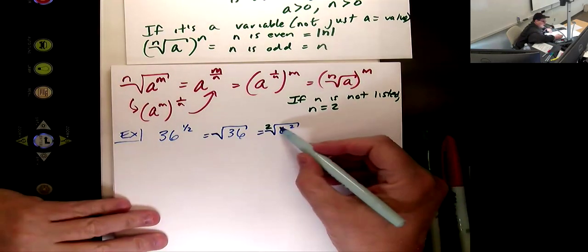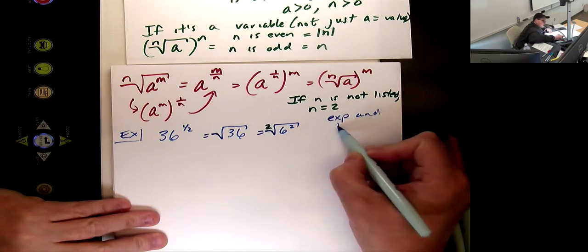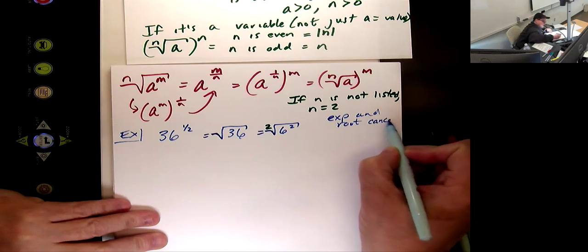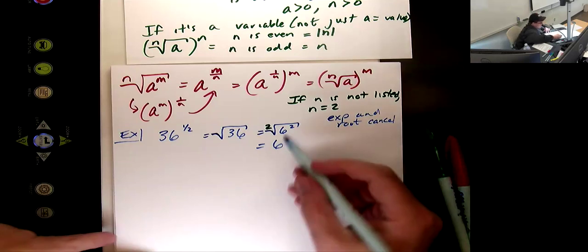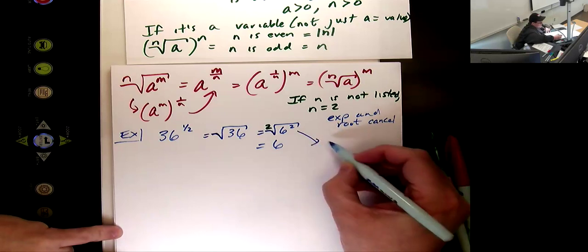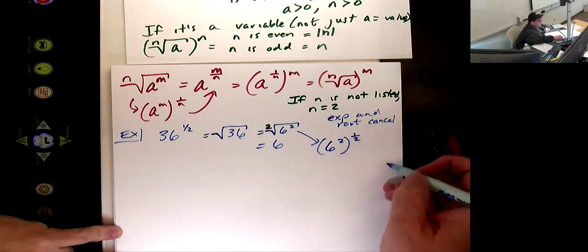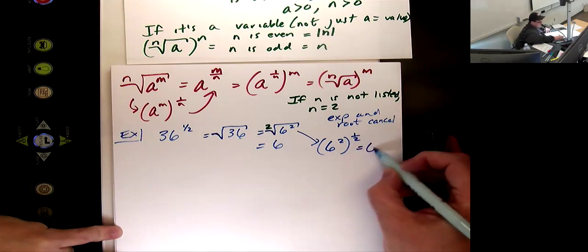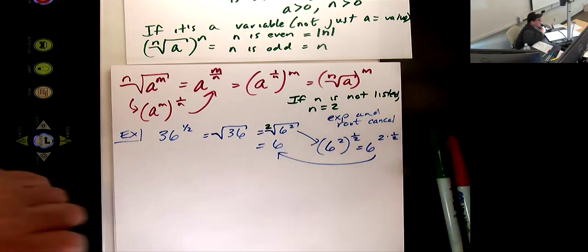But here the exponent and root cancel, and we just get 6. Another way of looking at this mathematically is, this is 6 squared, and the radical symbol is 1/2. And so this is 6 to the 2 times 1/2, which gets us to 6 again.